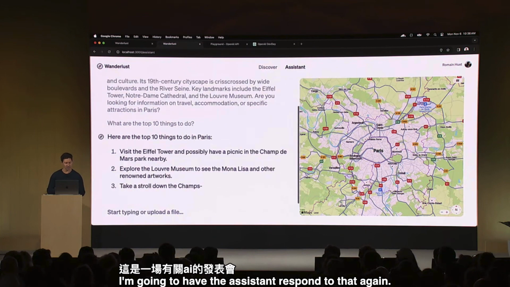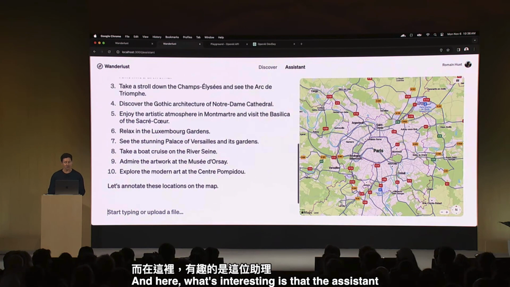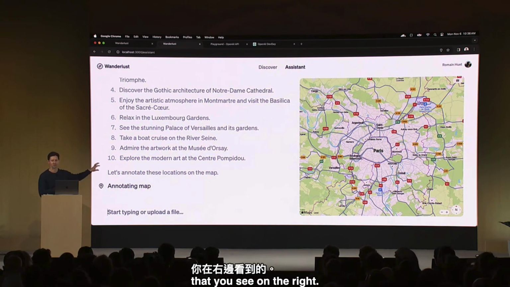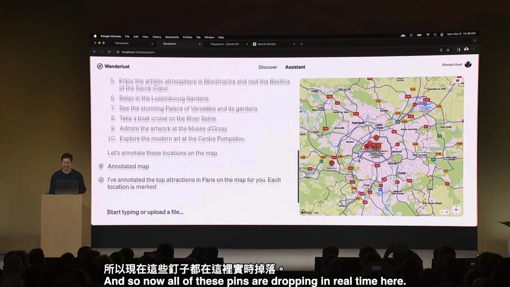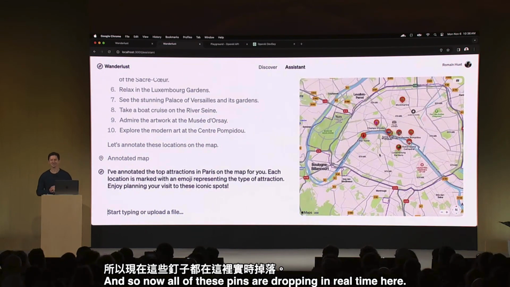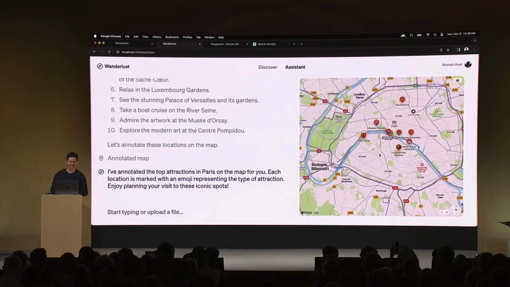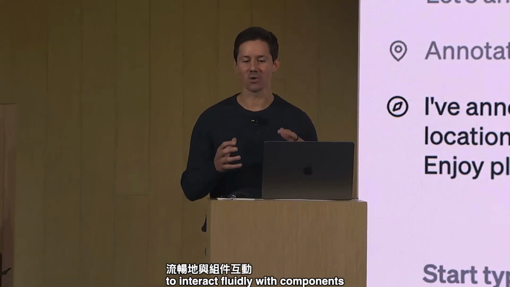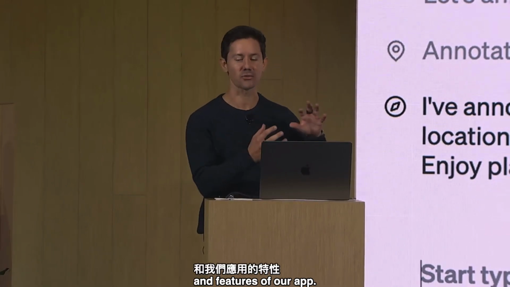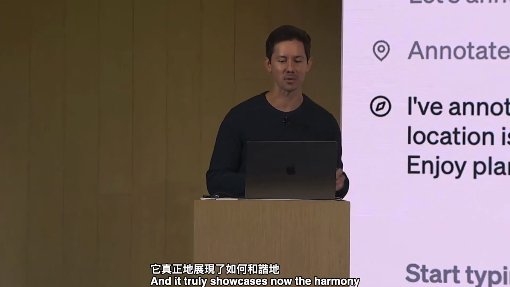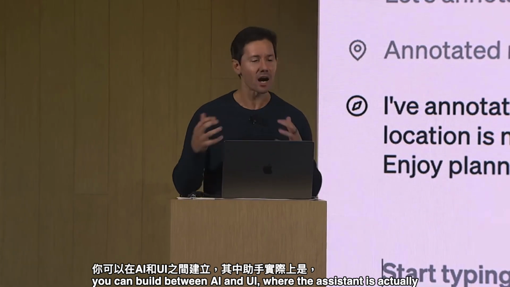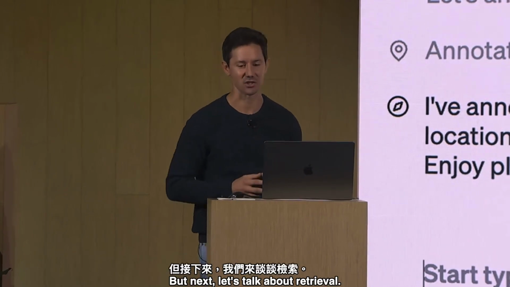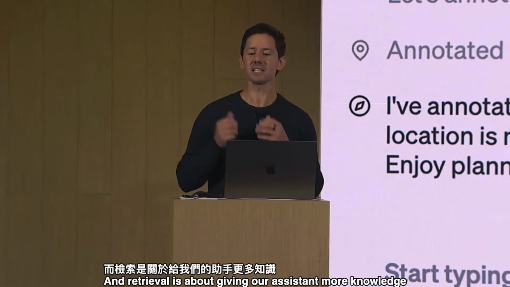So here, if I carry on and say, hey, what are the top 10 things to do? We're going to have the assistant respond to that again. And here, what's interesting is that the assistant knows about functions, including those to annotate the map that you see on the right. And so now all of these pins are dropping in real time here. Yeah, it's pretty cool. And that integration allows our natural language interface to interact fluidly with components and features of our app. And it truly showcases now the harmony you can build between AI and UI, where the assistant is actually taking action.